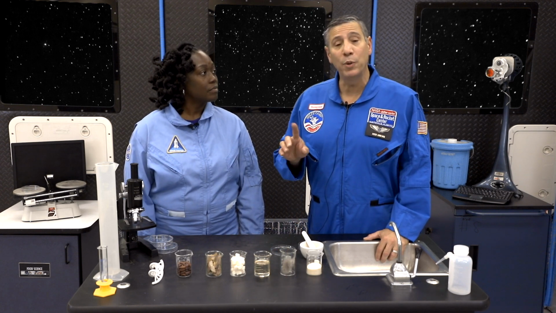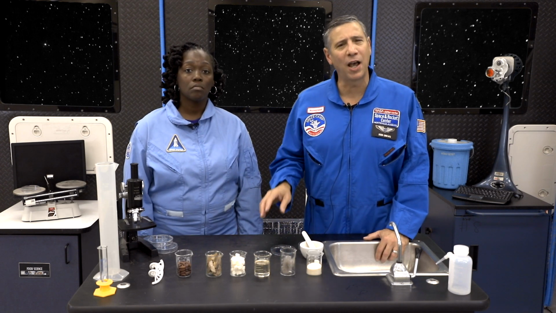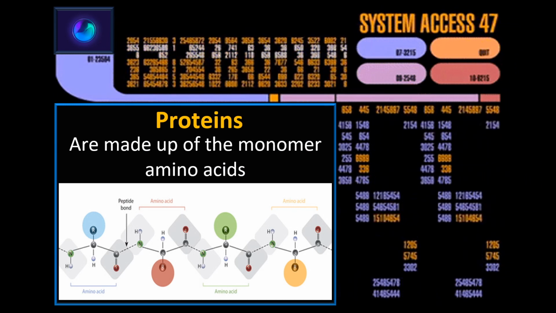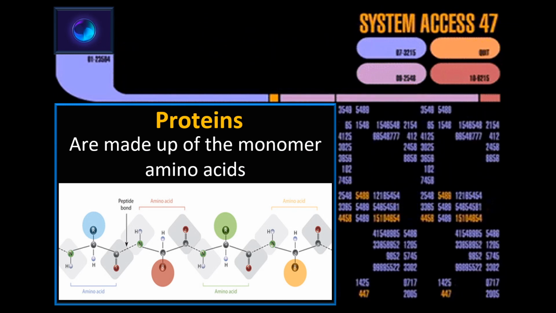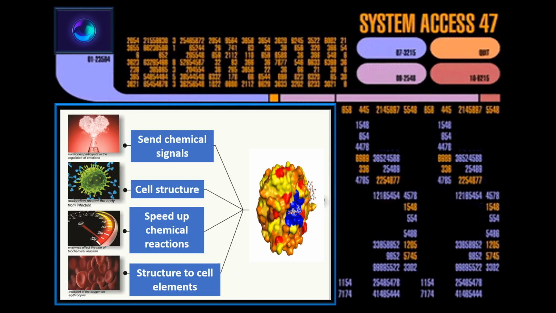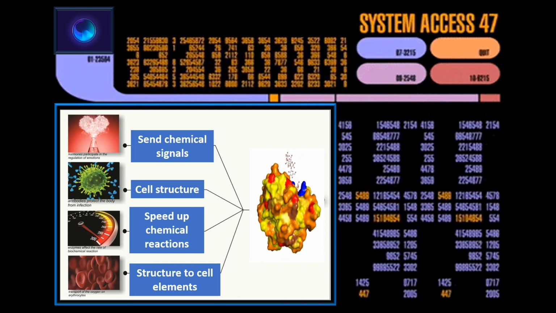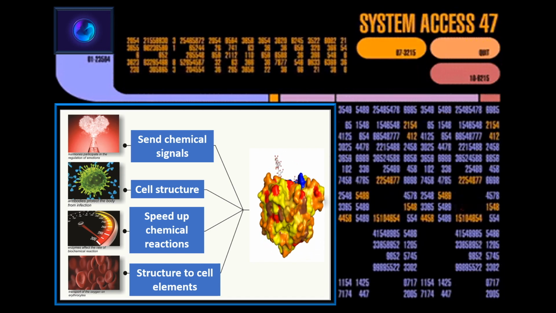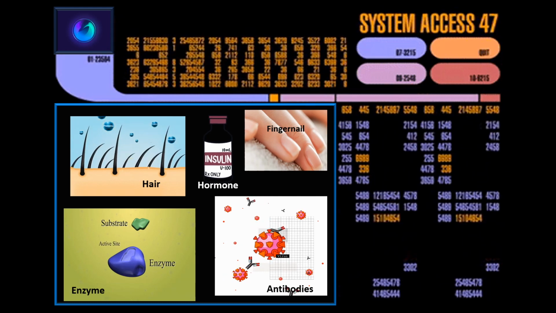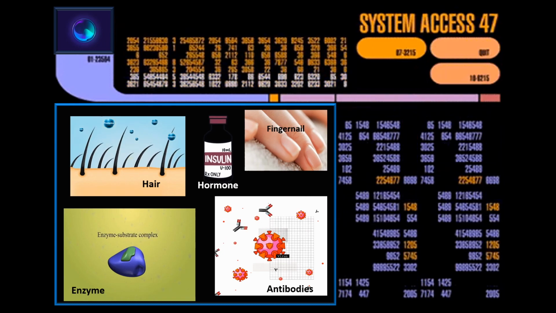I think maybe, Aurora, we could start with the macromolecule protein. Aurora, can you please define for us the macromolecule protein? Proteins are made up of the monomer amino acids. Proteins have multiple functions and serve as major workers in the body. Proteins provide cell structure, send chemical signals, speed up chemical reactions, and make up motor and other structural elements in the cell. Examples of proteins are keratin, which is found in hair and nails, hormones, enzymes, and antibodies.